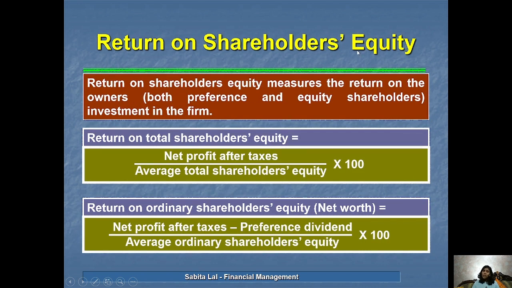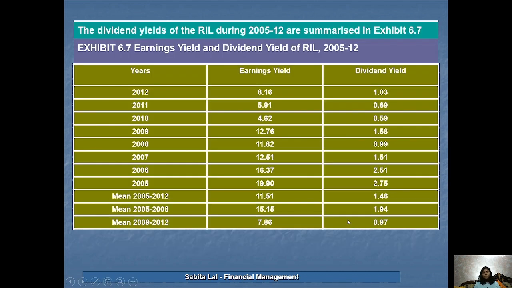Again, return on shareholders' equity also measures the return on owners', that is both preference and equity shareholders', investment in the firm. So return on total shareholders' equity means net profit after tax by average total shareholders' equity into 100. And return on ordinary shareholders' equity is only for ordinary shares, equity shares. For that, again, net profit after tax minus the preference dividend you are paying to your shareholders, divided by average ordinary shareholders' equity into 100.